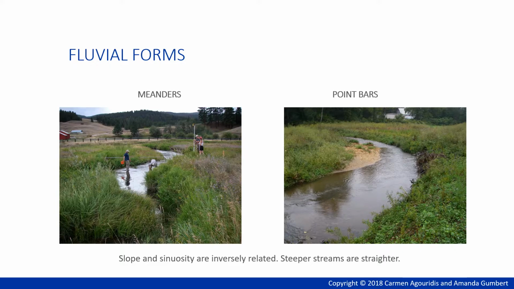Point bars are depositional features located on the inside of meander bends. In the photo on the right, the point bar is characterized by tan gravel and sediment deposits, where vegetation is limited. It's not growing much. Point bars do not form in all streams, but rather are characteristics of wider streams with a larger sediment supply. Some point bars can be quite large, while others can be quite small. In the eastern U.S., it is common for point bars to have vegetation growing on them.